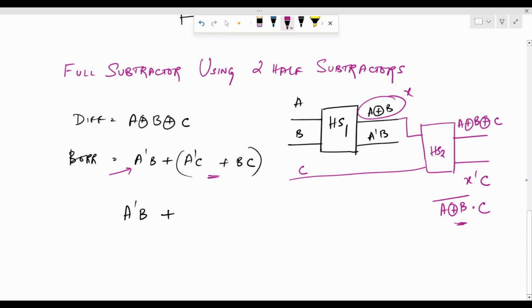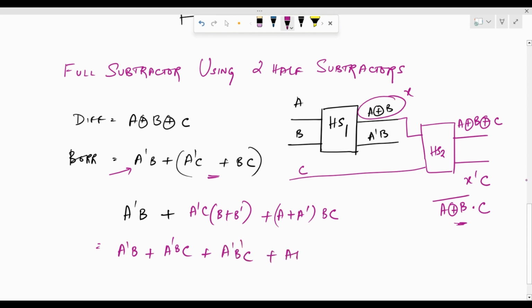So what we can do here right now is convert this into a canonical form. So whatever is missing, we're going to include it. So I'll write this as A dash C, B plus B bar, and I'll write this as A plus A dash into BC. So when I expand this, I will get A dash BC, A dash B dash C, ABC, A dash BC.